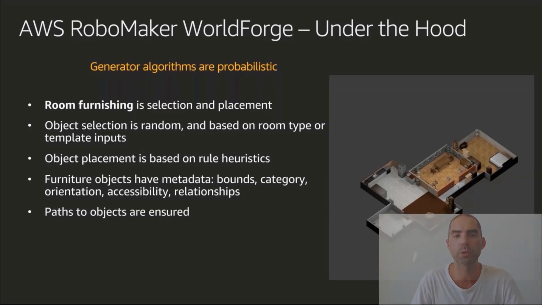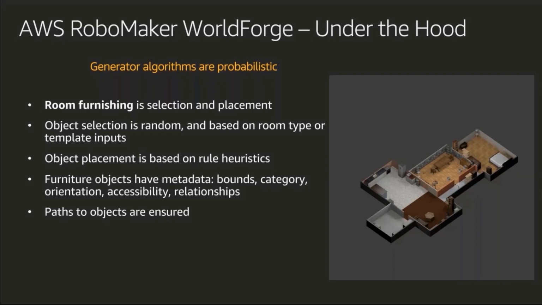And this is based on rule heuristics. As I mentioned earlier, furniture objects have metadata. They have properties that describe them semantically. So they have bounds. You can imagine a dining chair has a cube around it where its extents are. It has a category: a dining chair, a dining table, a bed. It also has an orientation. The back of a bookshelf is important compared to the front of a bookshelf. We may put the backs against walls and the fronts need to be accessible.